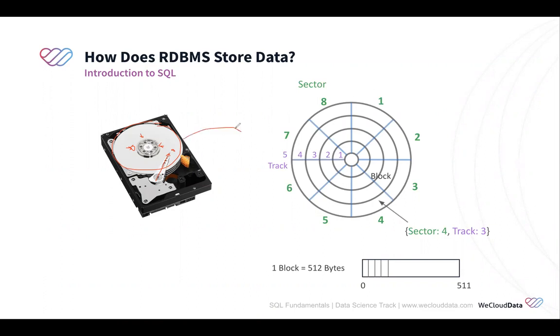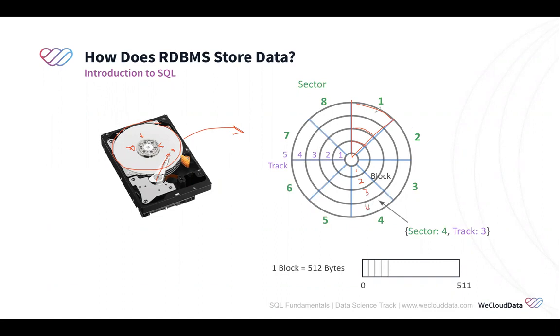Now, on the right-hand side, you can see that the spinning disk is basically separated into something called sectors. In this case, let's say we have 8 sectors. This is one sector, right? And it also has tracks, right? So we have track 1, 2, 3, and 4. So this is track 1, track 2, track 3, 4, and 5.